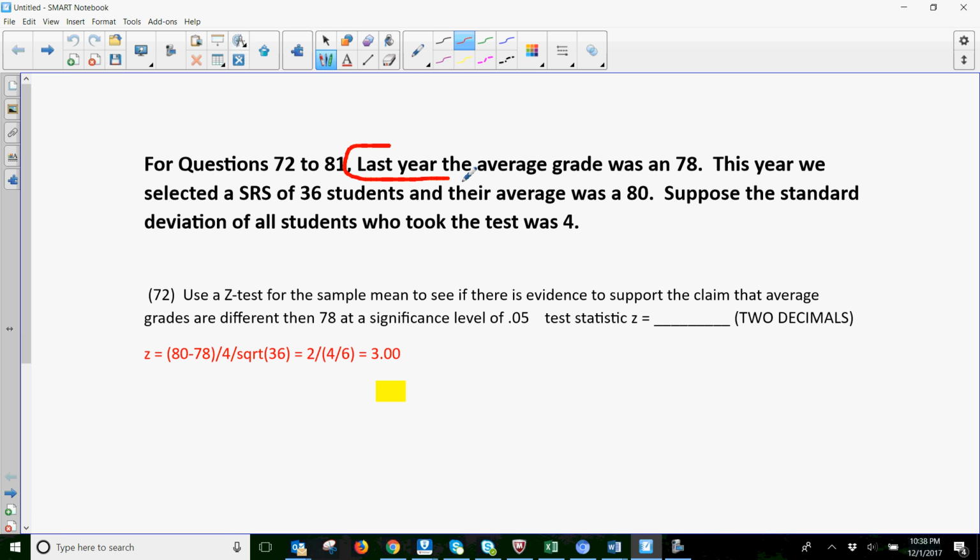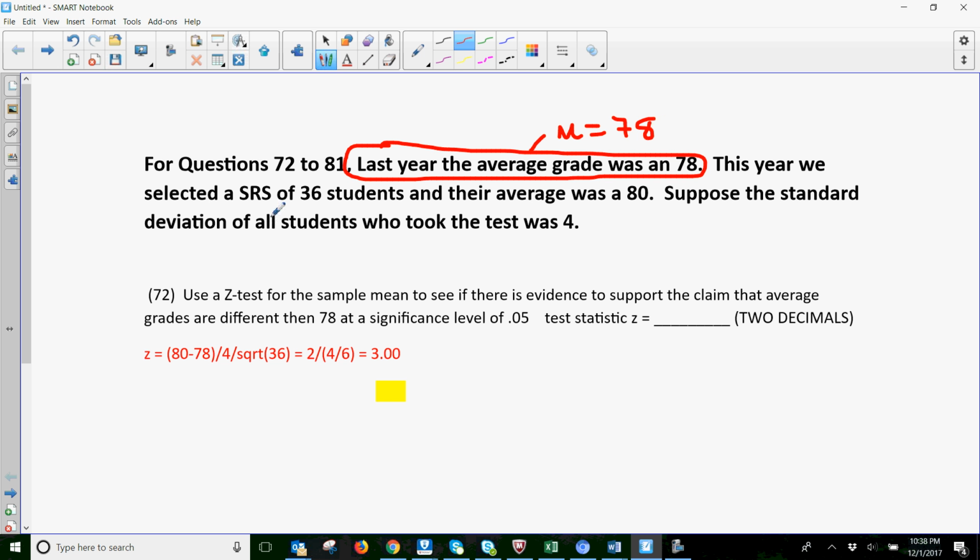Last year the average grade was 78. Okay, that's going to mean that mu equals 78. So this is kind of like what we assume to be true. This is going to be our null hypothesis.